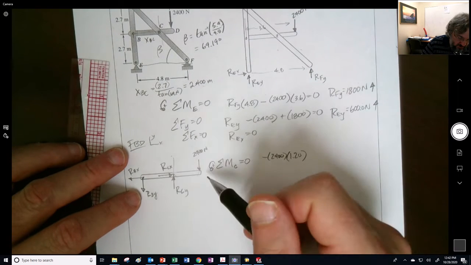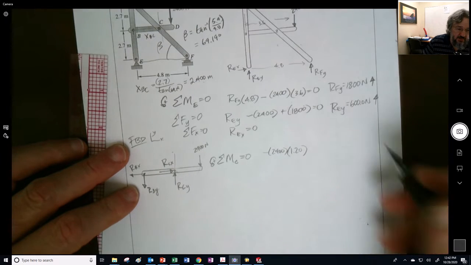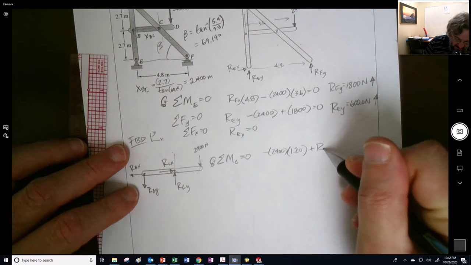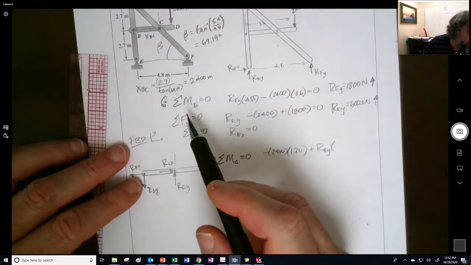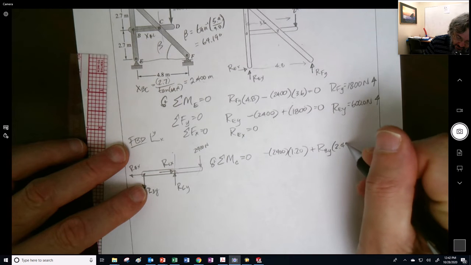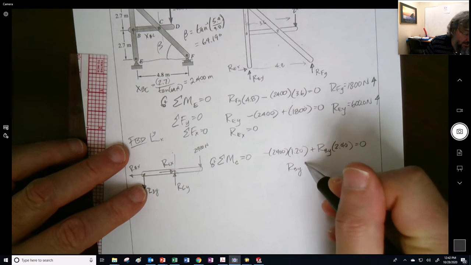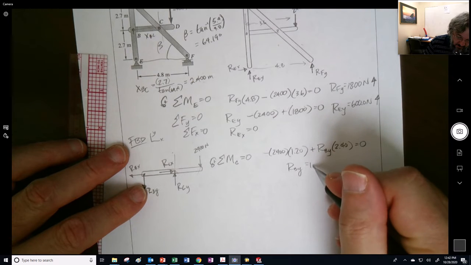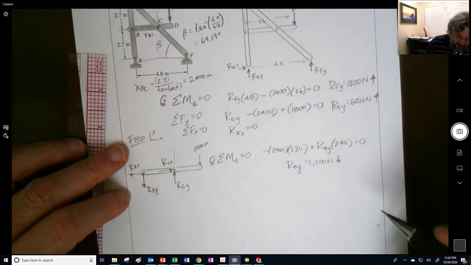And then so that's going clockwise. This one's going counterclockwise, and that could be the thing that decided, oh, that's the direction we needed to go. And then that's the answer, right? That's the 2.4 right here. 2.4 equals 0, and I get RBY is equal to 1200 newtons, and going downwards.